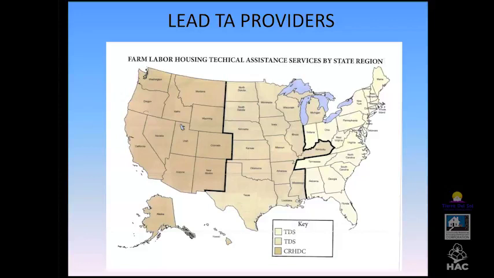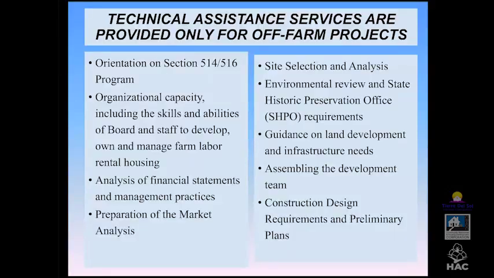This map shows the areas of the country that both CRHDC and Terre del Sol are responsible for providing their services. CRHDC oversees the western region, and Terre del Sol oversees the central and eastern region. However, I just wanted to tell you that despite their assignments, one call to either one will put you in touch with the TA provider for the region where you plan to develop housing.